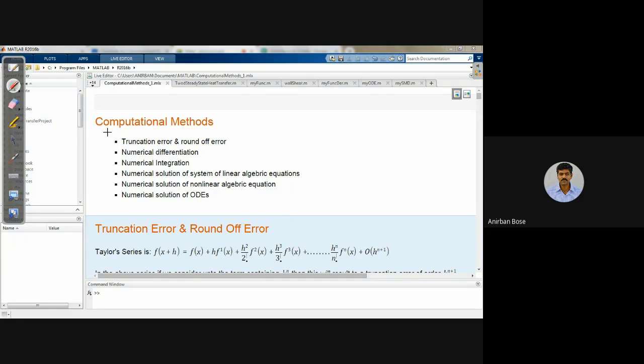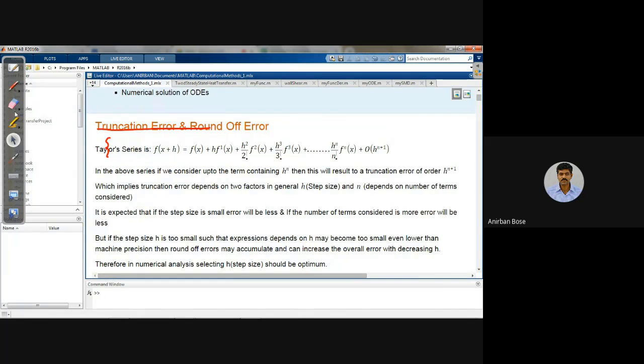In this series of computational method lectures, we'll start with the first two topics in this particular lecture, truncation error and round off error, and then we'll see numerical differentiation. And in computational methods, the whole series, we are going to cover other topics like numerical integration, numerical solution of system of linear algebraic equations, numerical solution of nonlinear algebraic equation, and numerical solution of ordinary differential equations. So let us start with truncation error and round off errors.